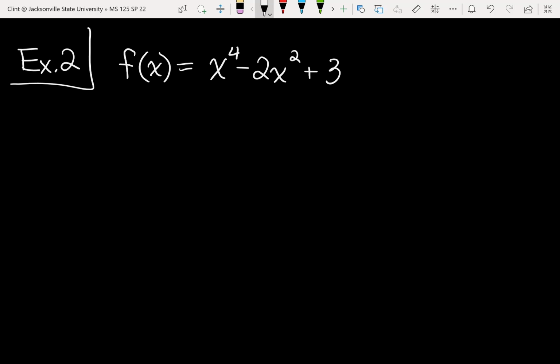So how do I get started? Derivative, yeah. Want to do increasing, decreasing, so we need the derivative. That's going to be 4x cubed minus 4x.